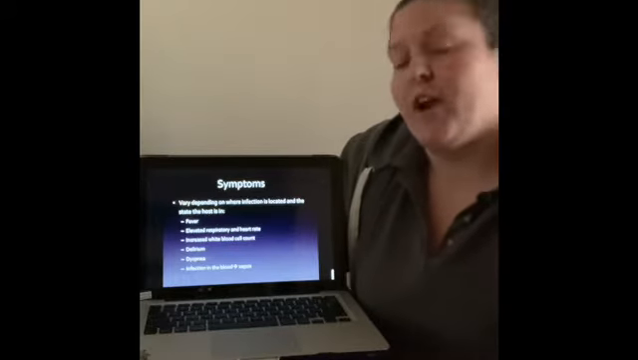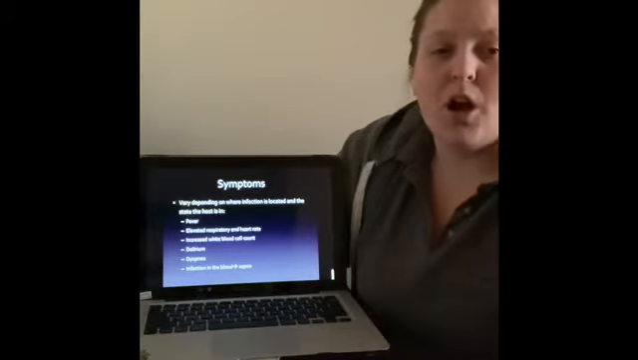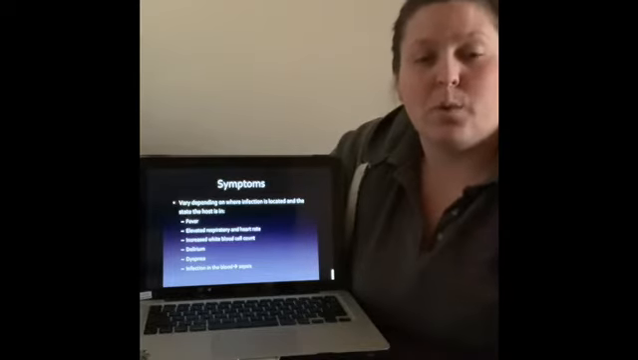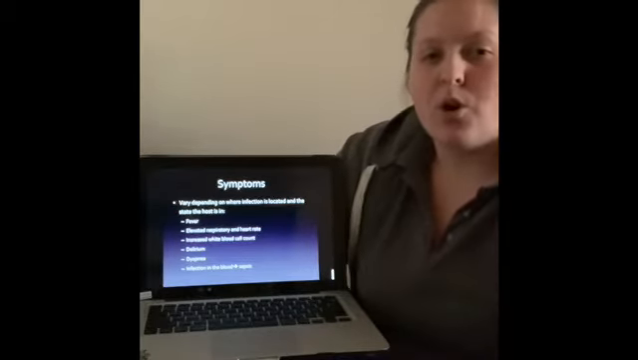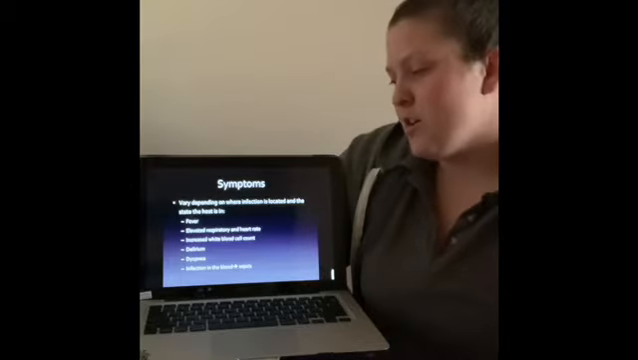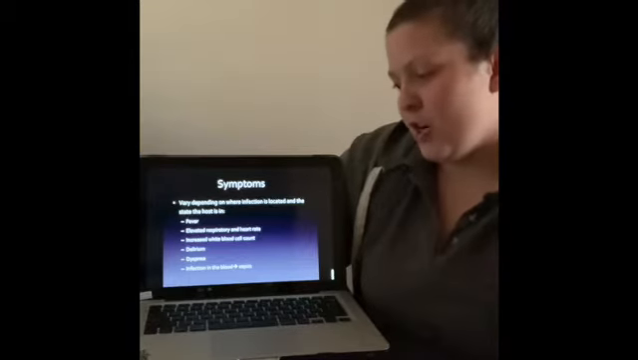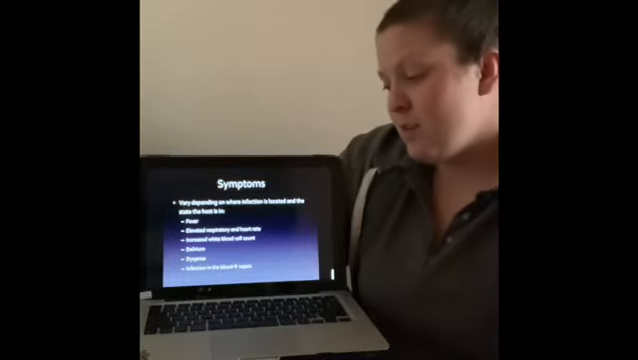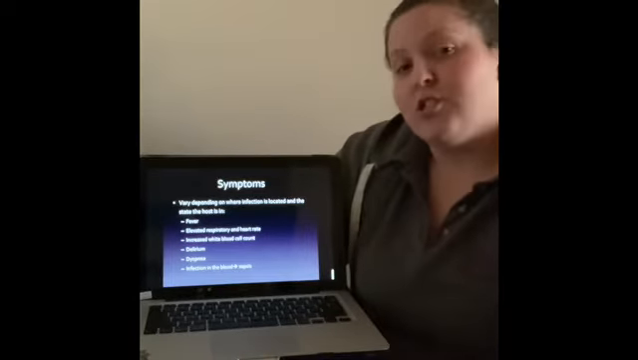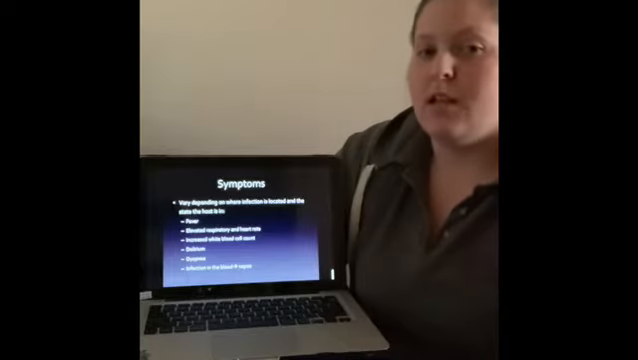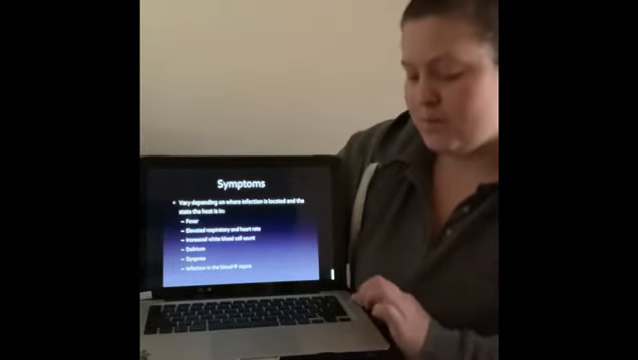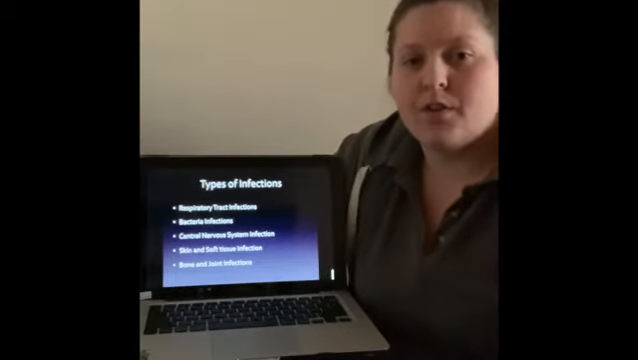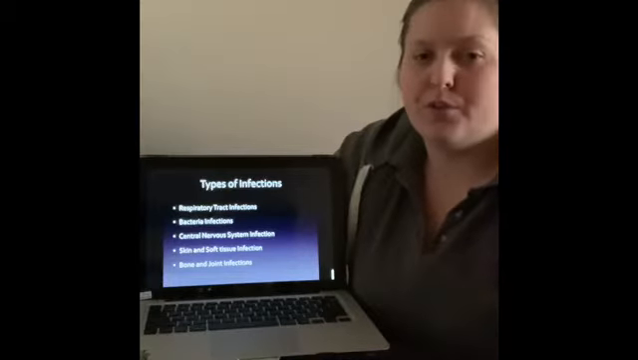Symptoms vary, depending on the host or the patient that's affected and the state that they're in, as well as where it's located. But more commonly, you're going to have fevers, elevated respiratory and heart rate, increased white blood cell count, as well as delirium, dyspnea, and if the infection spreads to the blood, then the patient becomes septic.